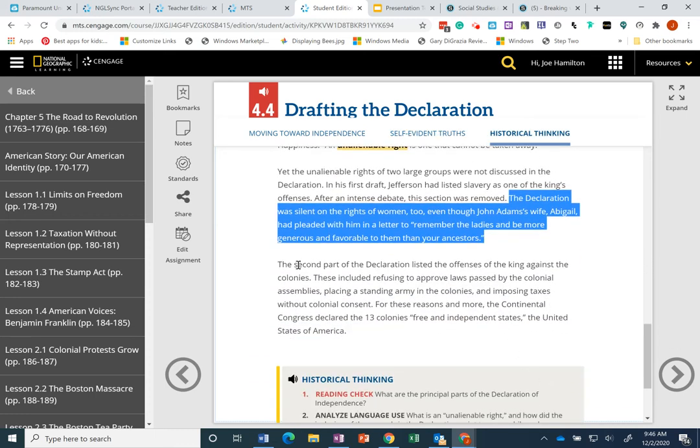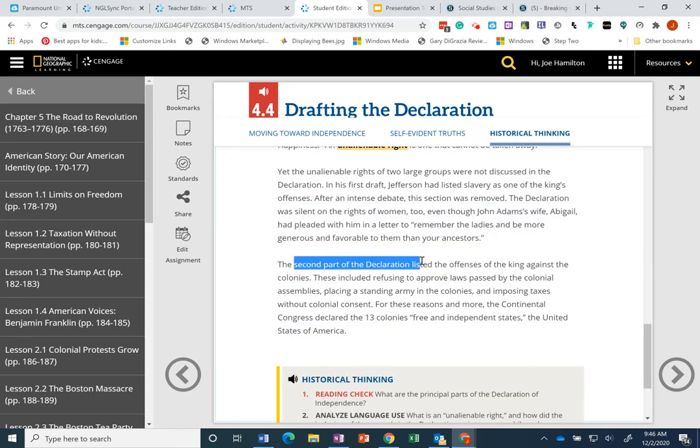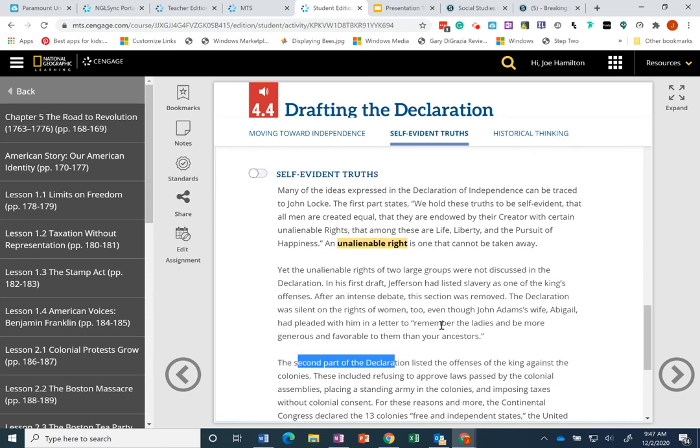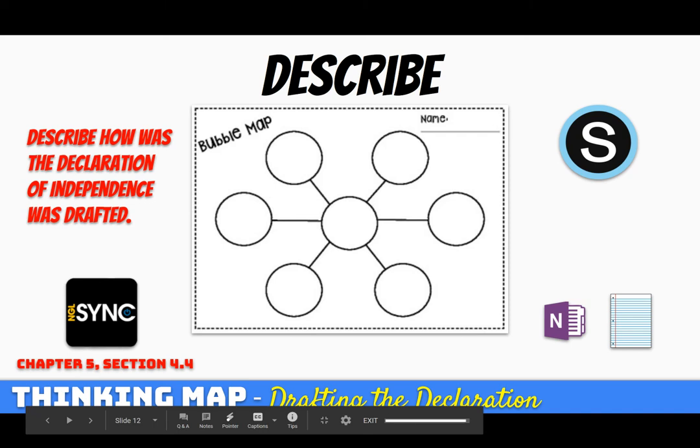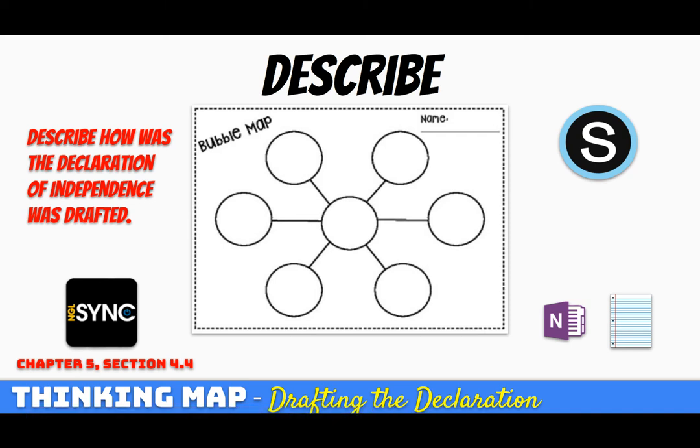And then here's the second part of the declaration. So there's a first part and a second part. Also, include a description of how the Declaration of Independence is broken up into parts. This talks about the second part. You probably have to go back up to the top to talk about the first part. And I think I already mentioned where he got some of his ideas from. So that concludes this quick little lecture on what to do here.